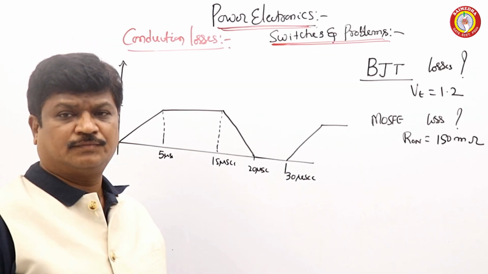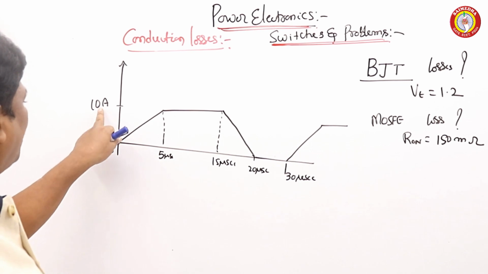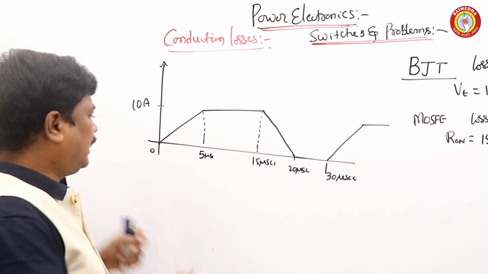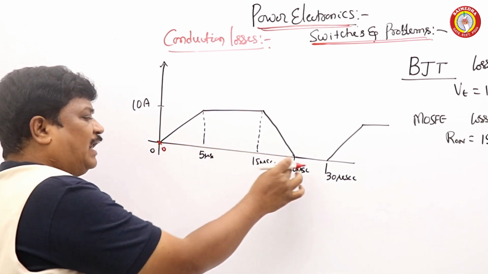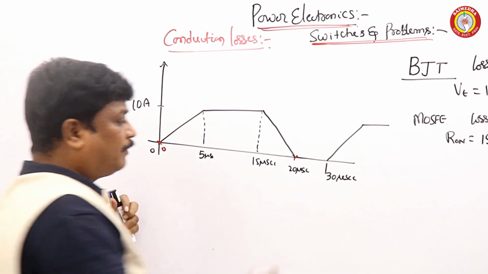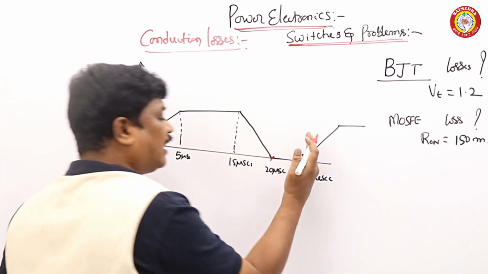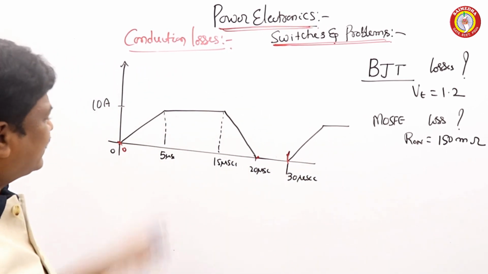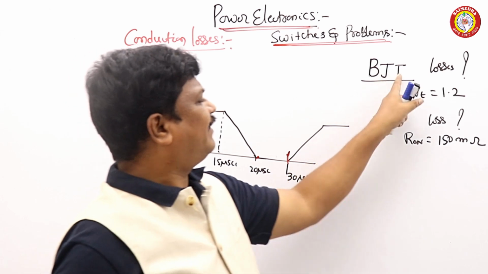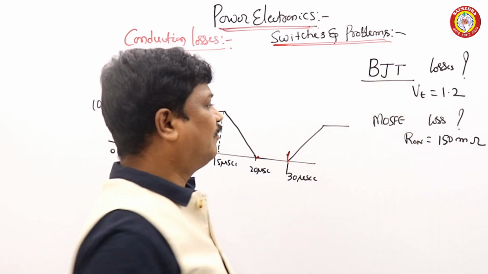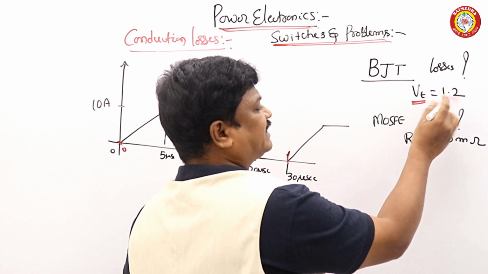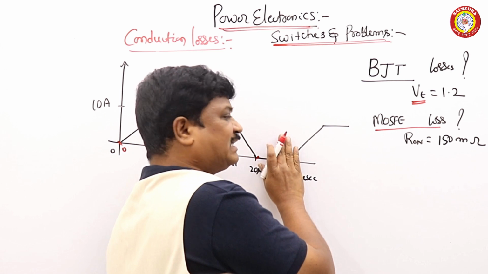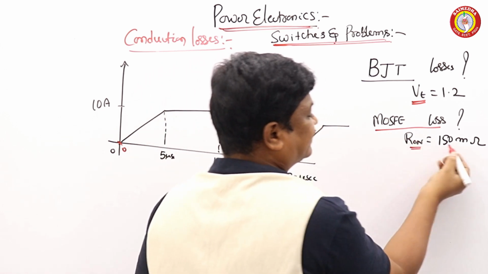Okay? Right. Now see, this current waveform is given with 10 amperes maximum. This is the waveform. It starts from 0, and the signal is available up to 20 microseconds, but the periodicity is such that the same signal continues after 30 microseconds. This you also have to observe. The question is, what is the average power loss in BJT when the threshold or average voltage is given as 1.2 volts? What is the power loss if it is given to the MOSFET device? The on-state resistance is this one.